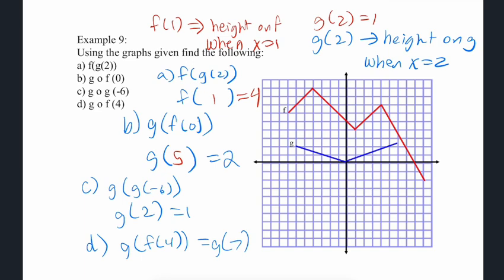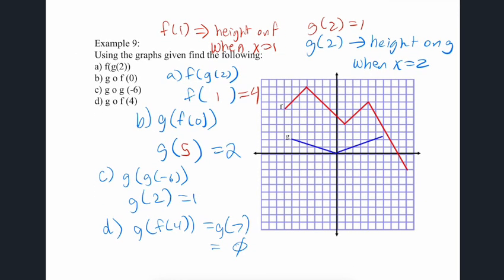Now we have to go to the blue function, the g function, and find an x value of 7. 1, 2, 3, 4, 5, 6, 7. Does that function exist at 7? No. So the final answer here would be undefined. We don't have an x value of 7. The function is undefined there. You can write the word undefined, or you can put the little null set. That's fine by me. Any questions for example 9?